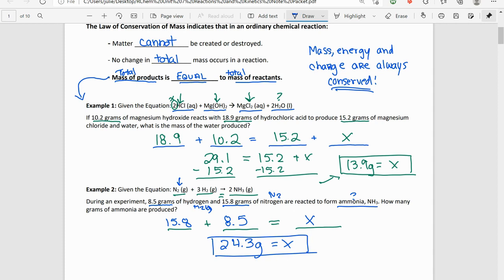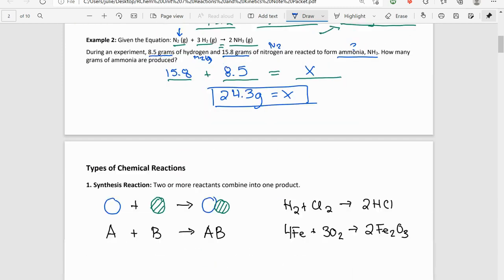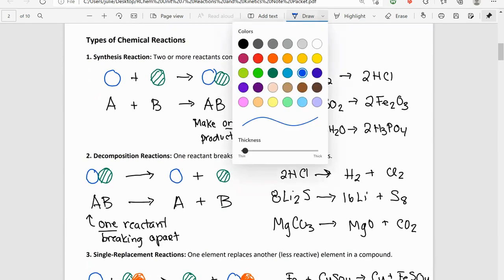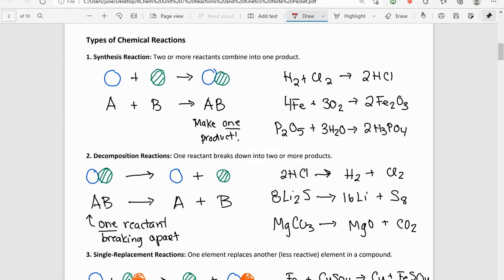Okay, so one big thing is you're going to have to be able to recognize, based on the information given, that this is a law of conservation of mass calculation, and then be able to properly set it up and go through the steps there. The second part of this note is just introducing you to the types of chemical reactions. You're going to have to be able to identify types of reactions as synthesis, decomposition, single replacement, and double replacement.